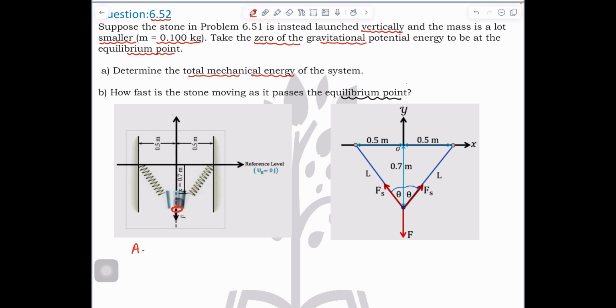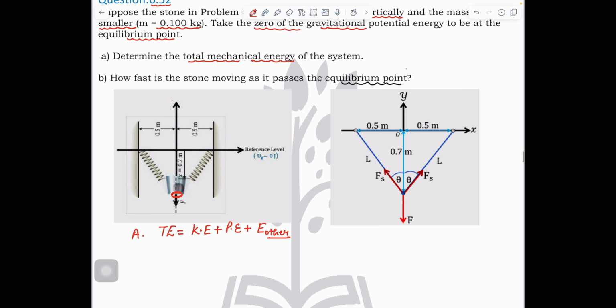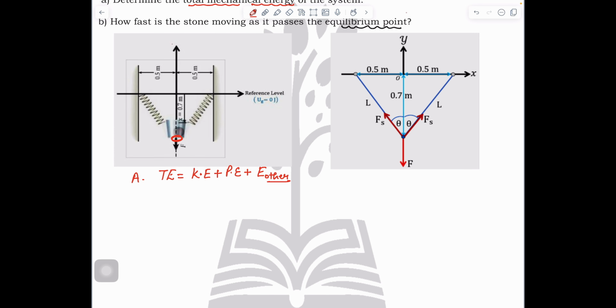Okay, first of all, what is the formula of total mechanical energy? I told you: kinetic energy plus potential energy plus E other. Yes or no? Okay. Now what we have? We have the spring here. So solve one by one. Kinetic energy. What is the value of kinetic energy? 0. Why? Because it is maximum stretched. Yes or no? Maximum stretched means this is the extreme position. So velocity becomes 0.